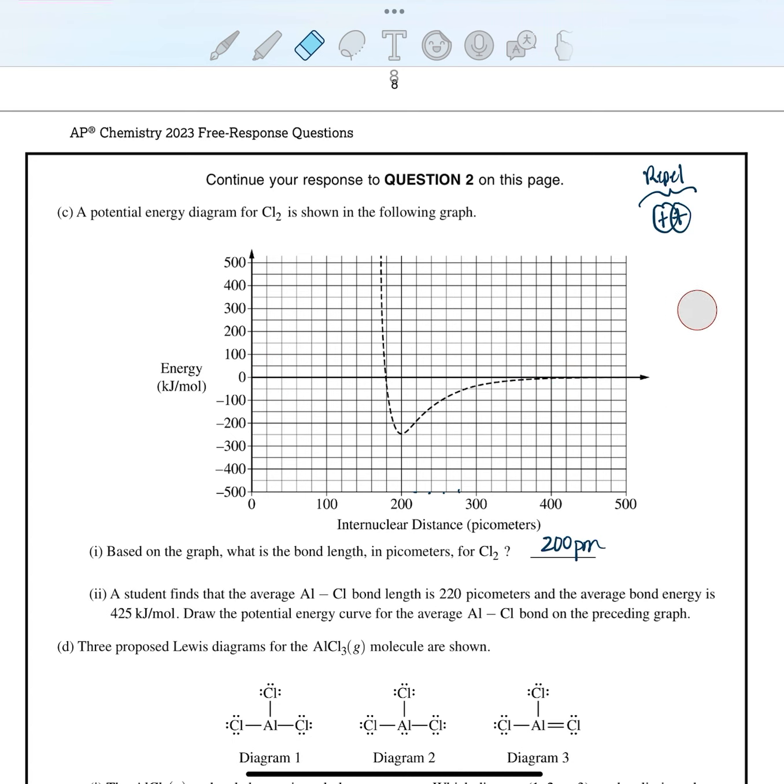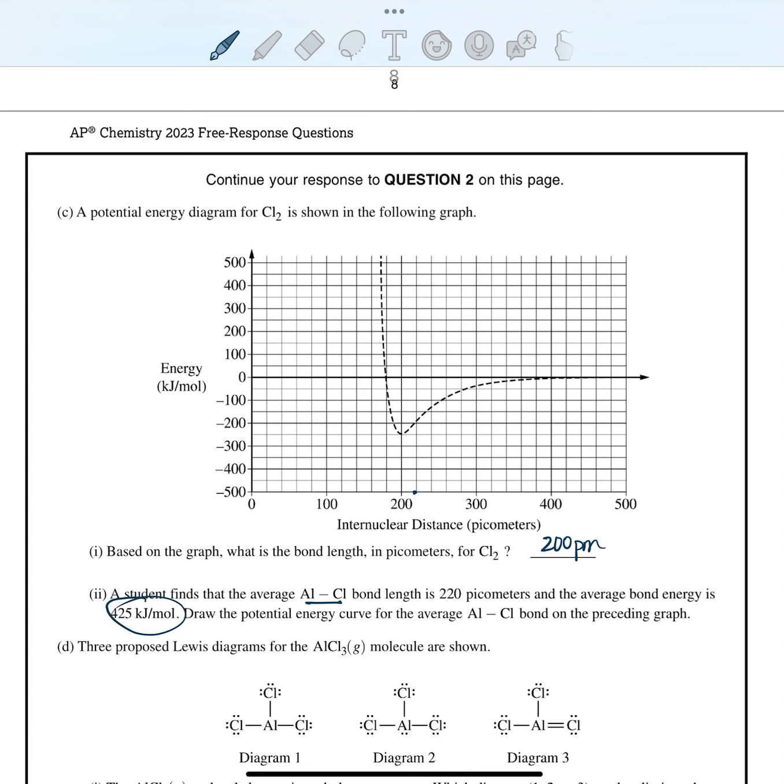We're going to try to draw the AlCl bond. The bond length is 220 picometers and it has an average bond energy of 425 kilojoules per mole. So they want us to draw this on the graph. So I know that for the aluminum and chlorine, the bond length is 220. You can see these dots on this graph. I was just counting the scale. So I know that these intervals are 20, right? So like 20, 40, 60, 80, 100. So 220, let me clean this up a little bit. 220 is right here.